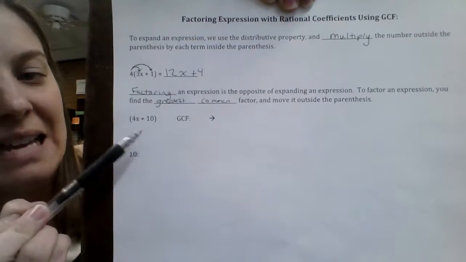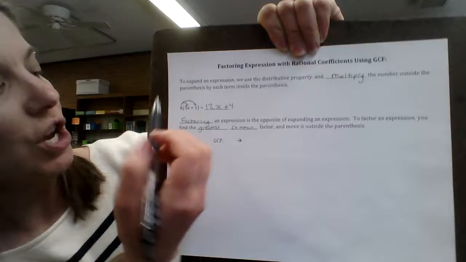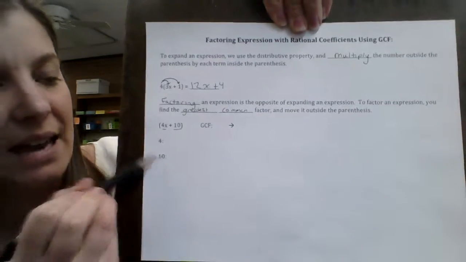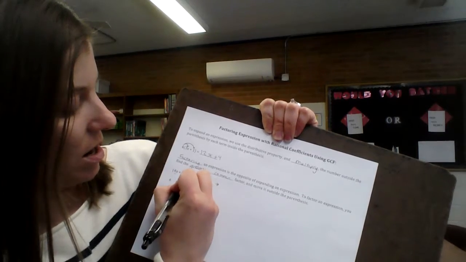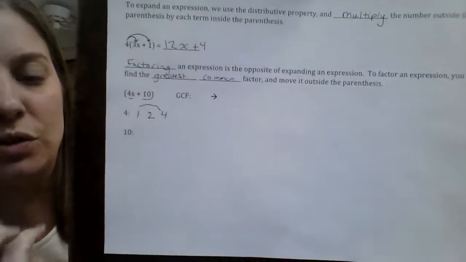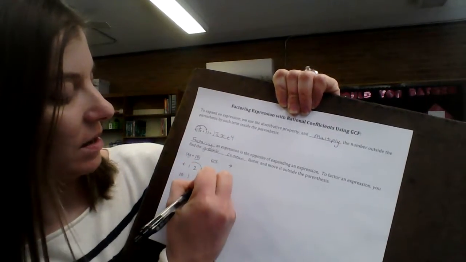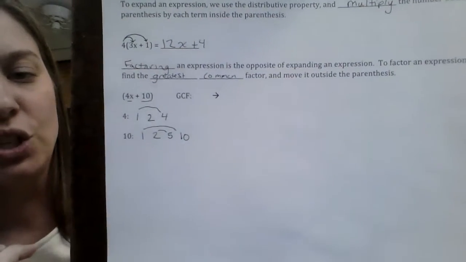So on this, if I gave you 4x plus 10, you need to find the factors of each of the numbers. So you need to find the factors of 4 and the factors of 10. So right here I wrote 4 and 10. If we do the rainbow method, we have 1 and 4, and then we know that 2 times 2 is 4. So our factors are 1, 2, and 4. All right, 10, we have 1 with 10, and 2 with 5. So our factors of 10 are 1, 2, and 5.